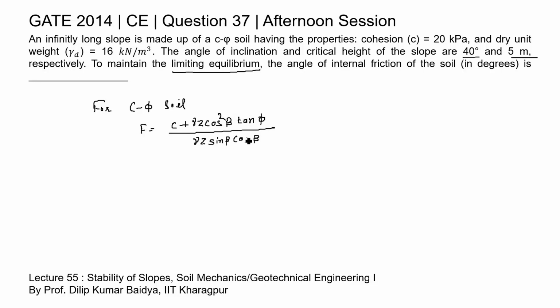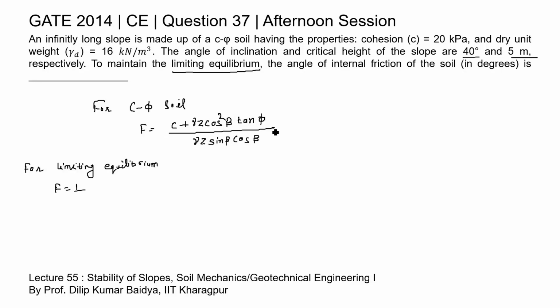Here, the F denotes the factor of safety of the slope, C is the cohesion, gamma is the unit weight of the soil, Z is the height at which we are finding the factor of safety, beta is the angle of slope and phi is the angle of internal friction. Now, here also it is mentioned that to maintain the limiting equilibrium. So, for limiting equilibrium, we know the factor of safety becomes 1.